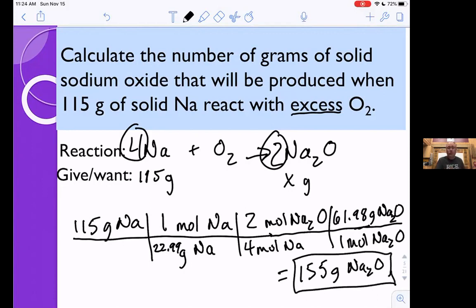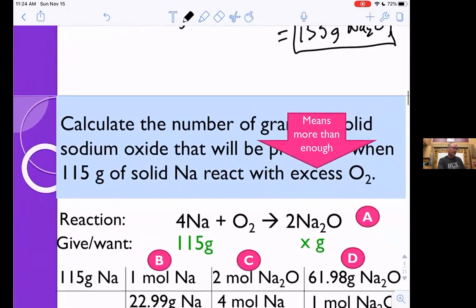Okay, pretty straightforward. The only thing that is new here in solving for this mass-mass problem is the mole-to-mole ratio. Changing from grams to moles, that's just molar mass. We've done this in the past. Changing from moles back to grams for the sodium oxide, once again, just using your molar mass. So let's check my work, make sure I did this correctly.